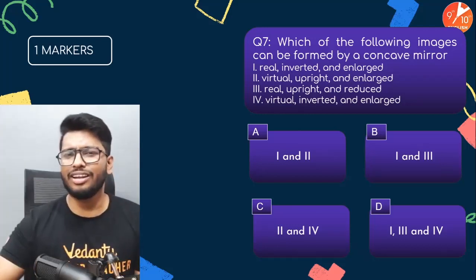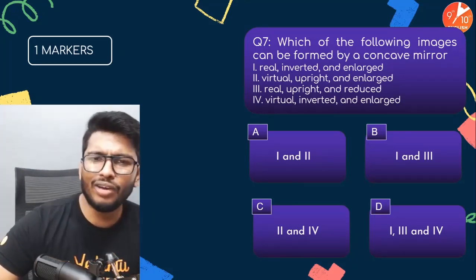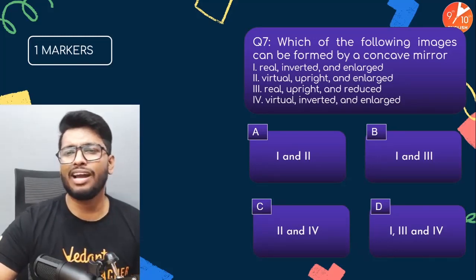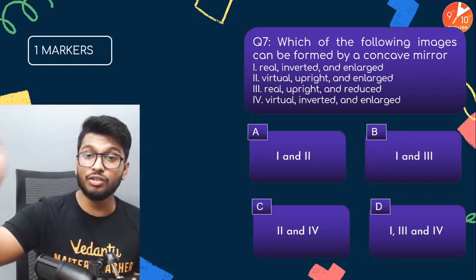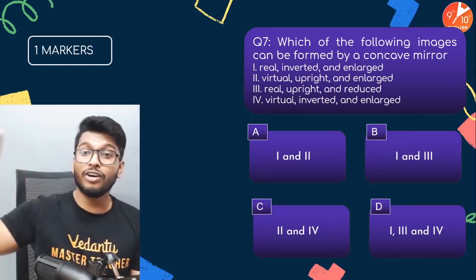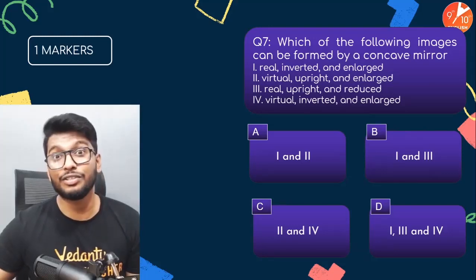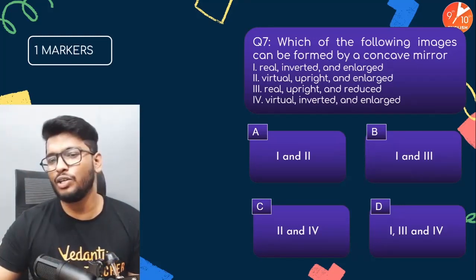Alright, so let's do another question, people. Here is another 1 mark question for you guys. Which of the following images can be formed by a concave mirror? Options are 1. real, inverted and enlarged, 2. virtual, upright and enlarged, 3. real, upright and reduced, or 4. virtual, inverted and enlarged. Options are 1 and 2, 1 and 3, 2 and 4, or 1, 2 and 4.